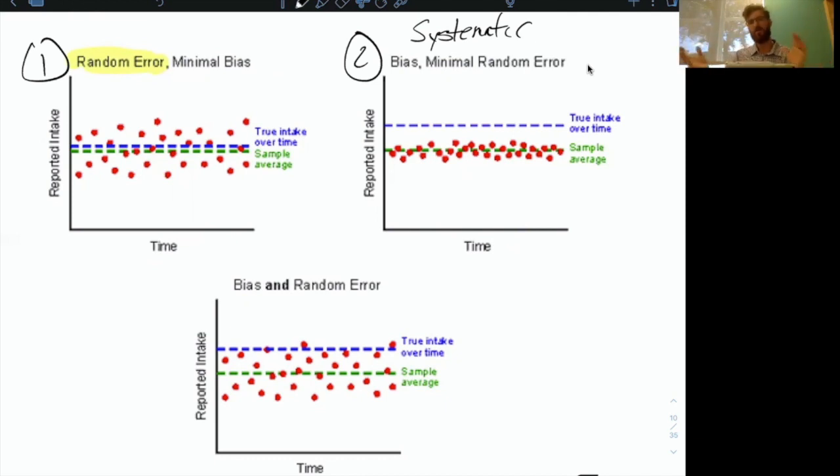Okay? So what does it look like when we mix these two things together? Well, this is what it looks like right down here, ladies and gents. We can see that not only is our average value way off, but each of our data points is experiencing a random error.